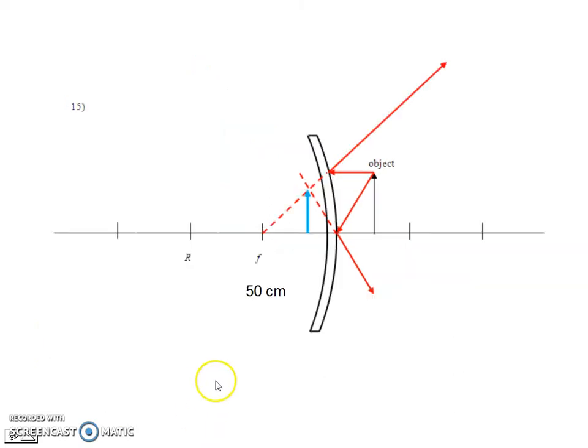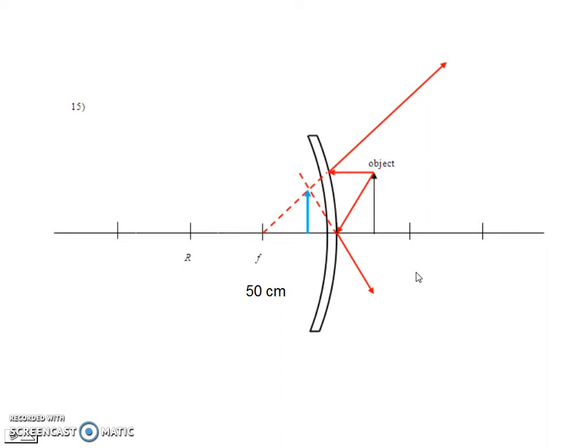Here is a convex mirror. They told you it's convex, so it's drawn the other way. Light's coming this way. The concave side's on the other side. That's why the focal point is labeled on the concave side, as is the radius of curvature. We do not label F and R there. That would be completely wrong to do that. If you have done that, you've got to get rid of it.